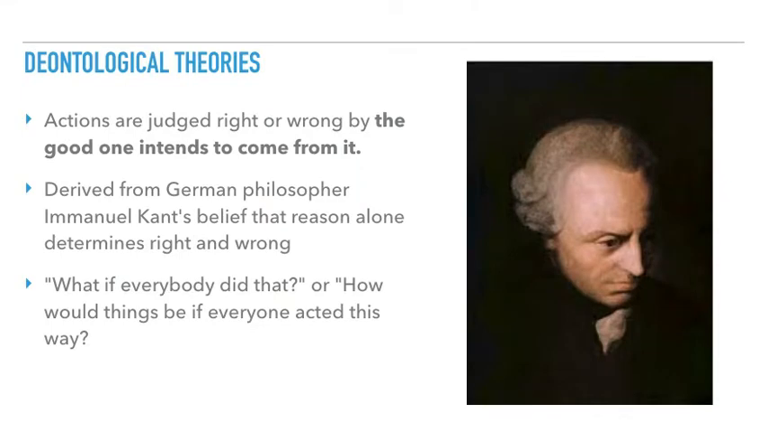Deontological ethics, or deontological theories, are theories proposed by Immanuel Kant, a German philosopher, who thought that good or bad could be determined by the good that one intends to come from the action. So not necessarily what happened, but what was the good that was intended to happen from it. And you can start evaluating some of these good or bad by, what if everyone did it that way? Or how would things be if everyone acted this way? Good and bad comes from the intention of what was supposed to happen. Interesting. Is that always the right way to evaluate? Probably not, but it's one way.